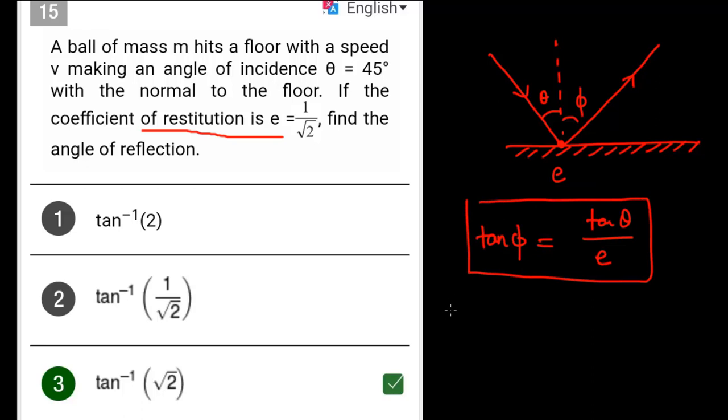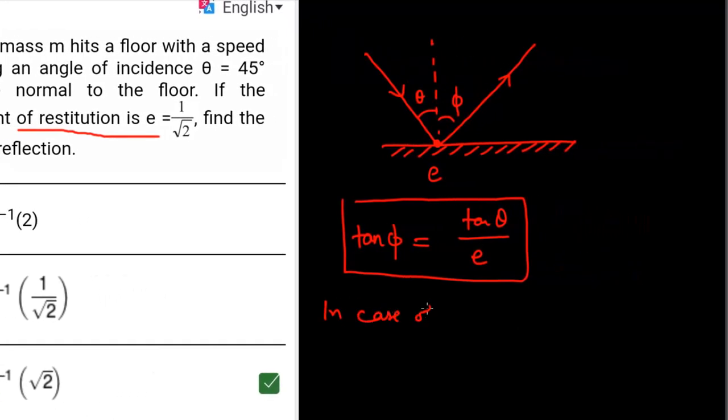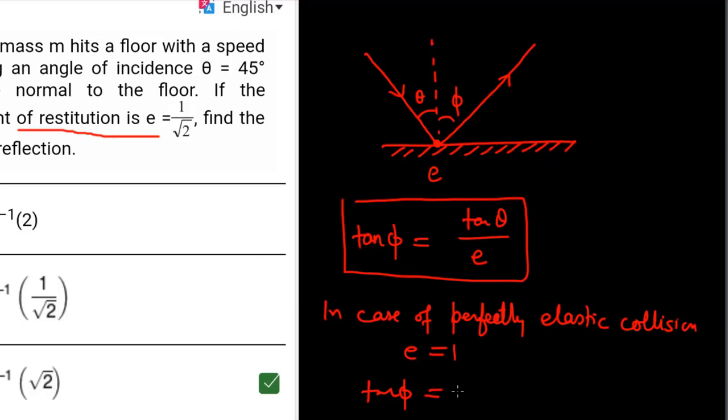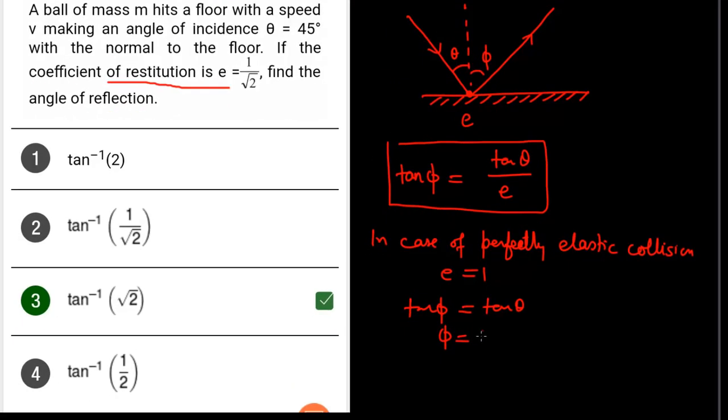In case of a perfectly elastic collision, e equal to 1, in that case tan phi equals tan theta. So phi equal to theta, angle of incidence equal to angle of reflection. This happens in case of a perfectly elastic collision.